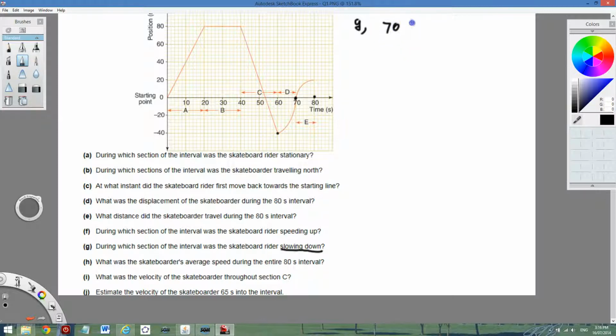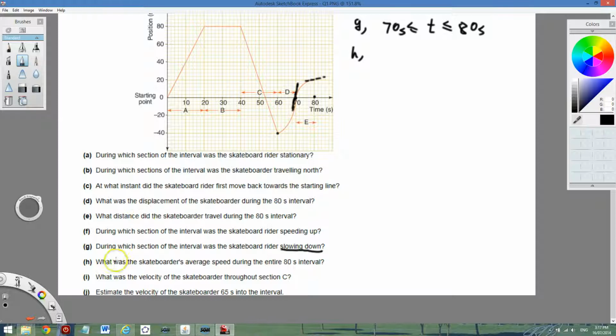the answer is between 70 seconds and 80 seconds. Now, during this interval, remember the gradient is the speed. The speed is very high at 70 seconds. Then afterwards it is low. The gradient becomes lower, so that indicates the speed changes and it is slowing down.